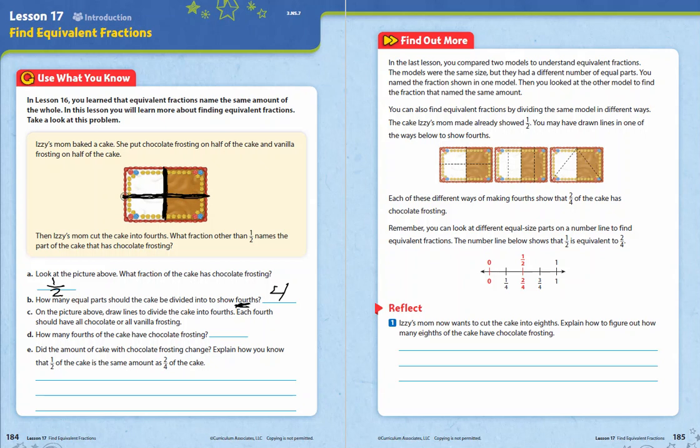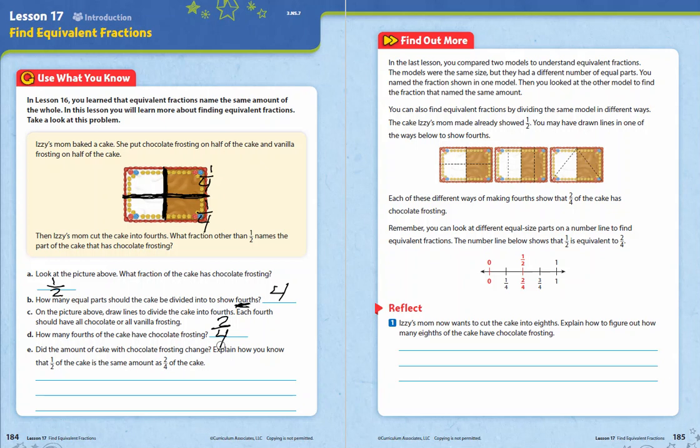So how many fourths of the cake have chocolate frosting? Well, here's 1/4, and here's another 1/4. So 1/4 and another 1/4, that is 2/4. So we have 2/4 of the cake that is chocolate. So let's look at this problem for E. Did the amount of cake with chocolate frosting change? Explain how you know that 1/2 of the cake is the same amount as 2/4 of the cake.